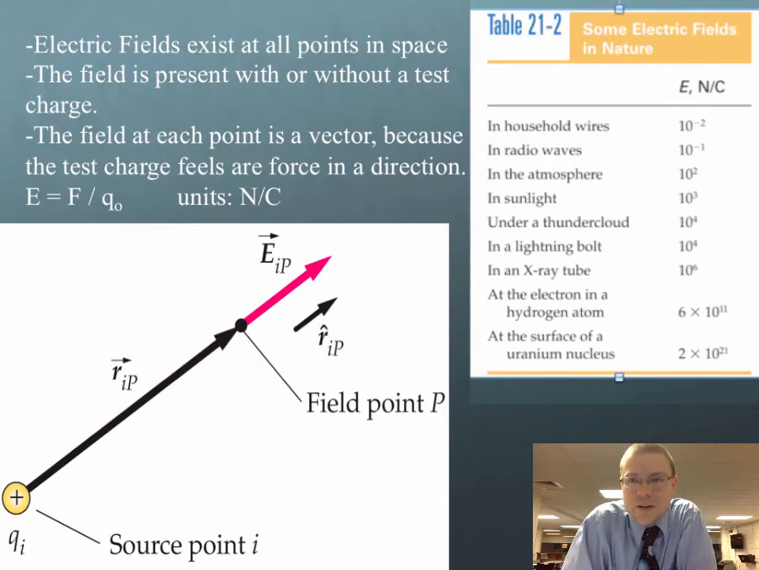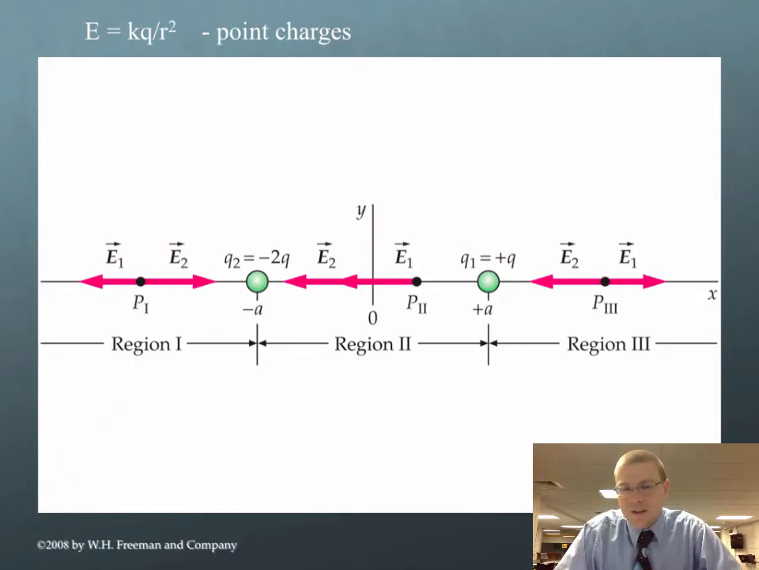And you can see in that table there are some common electric fields found in nature. Household wires have small electric fields, while lightning bolts have electric fields up into the 10,000 newtons per coulomb range. So they're very, very strong, but the strongest ones are between the electron and the proton in the hydrogen atom. Looking at this, we can see that finding the electric field from point charges, like we showed yesterday, is kq over r squared. You take the Coulomb constant, the charge you're interested in, and r is the distance from that charge. And that's all you need to know.